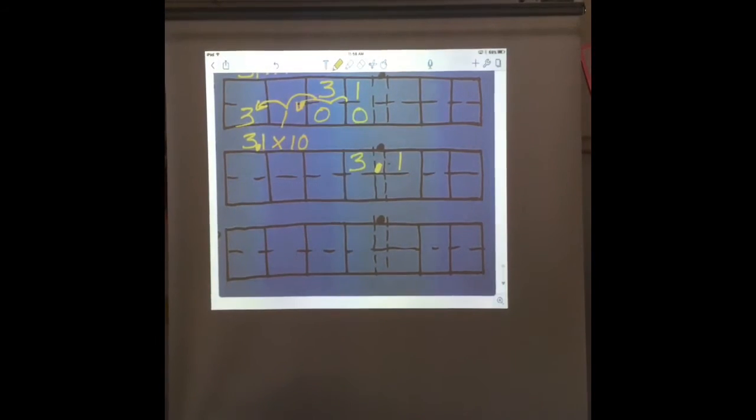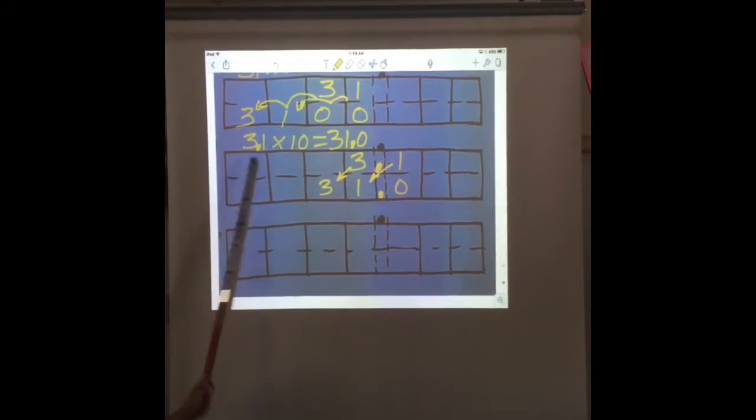Okay? Okay. Now what are we going to do? We're multiplying, so we're going to shift in which direction? To the left. How many spaces? 1, because 10 has 1 zero, right? So we're just going to shift it over here. This one gets shifted over here. And we have what? 31. And if you wanted to, you could put a 0.0 to show that we no longer have anything in the tens.